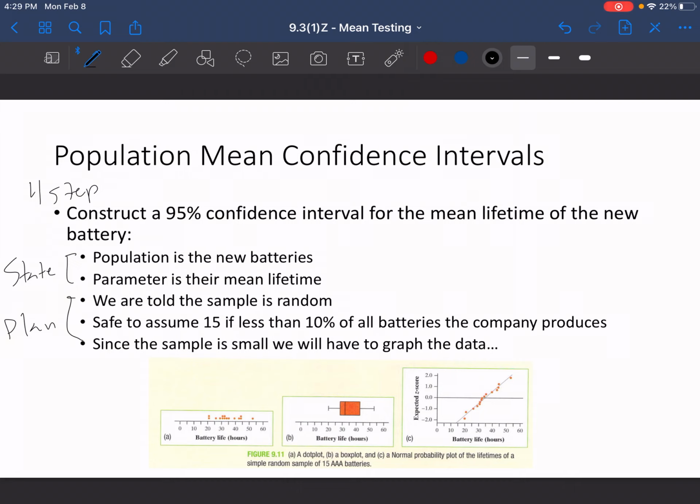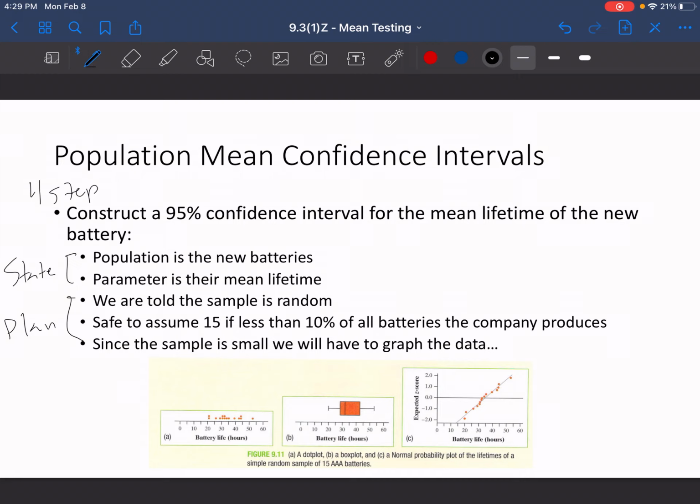We need to check whether it's random, and we're told in the problem that it's random. Then we need to check whether it's independent, and that's the 10% condition. So it's safe to say that 15 batteries is going to be less than 10% of all the batteries that the company produces. And then we also need to discern whether or not it's normal. Now, we're not given the data in the problem, but let's say that we're actually given the data and we're not told in the problem that it's normal. 15 is less than 30, so we can't use the central limit theorem for that.